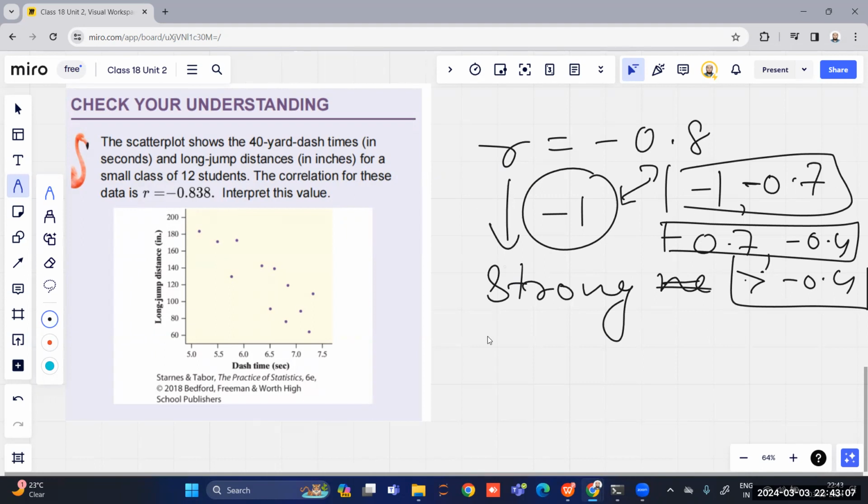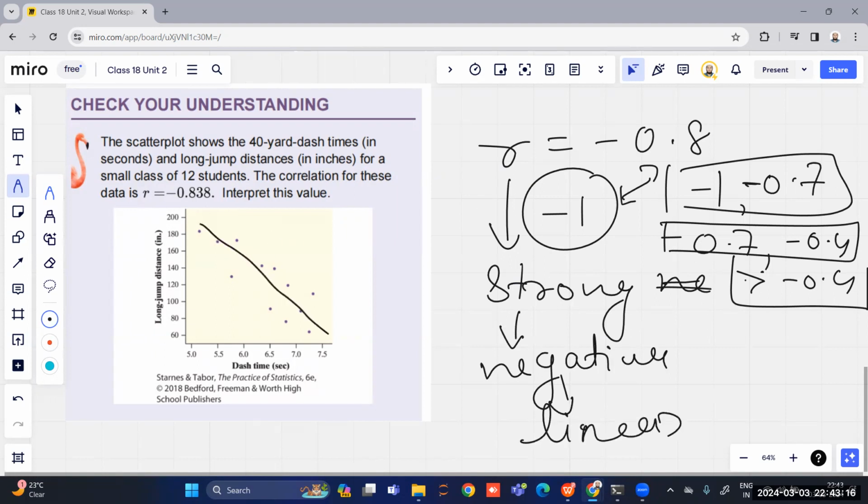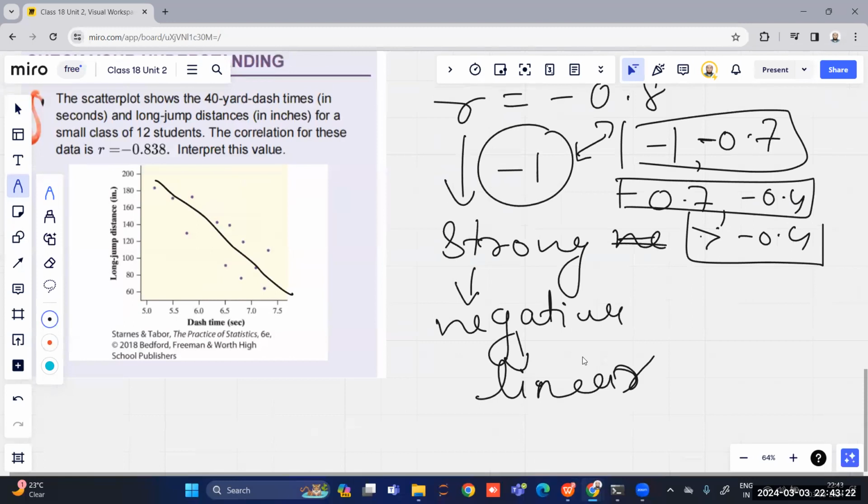It will be strong, then negative, and it will be a linear correlation. Linear, as a line can be drawn. There is no curve. We can see that a line can be drawn in a straight line. Yes or no? Linear. So that's the interpretation of this value. We'll move on to the next thing.